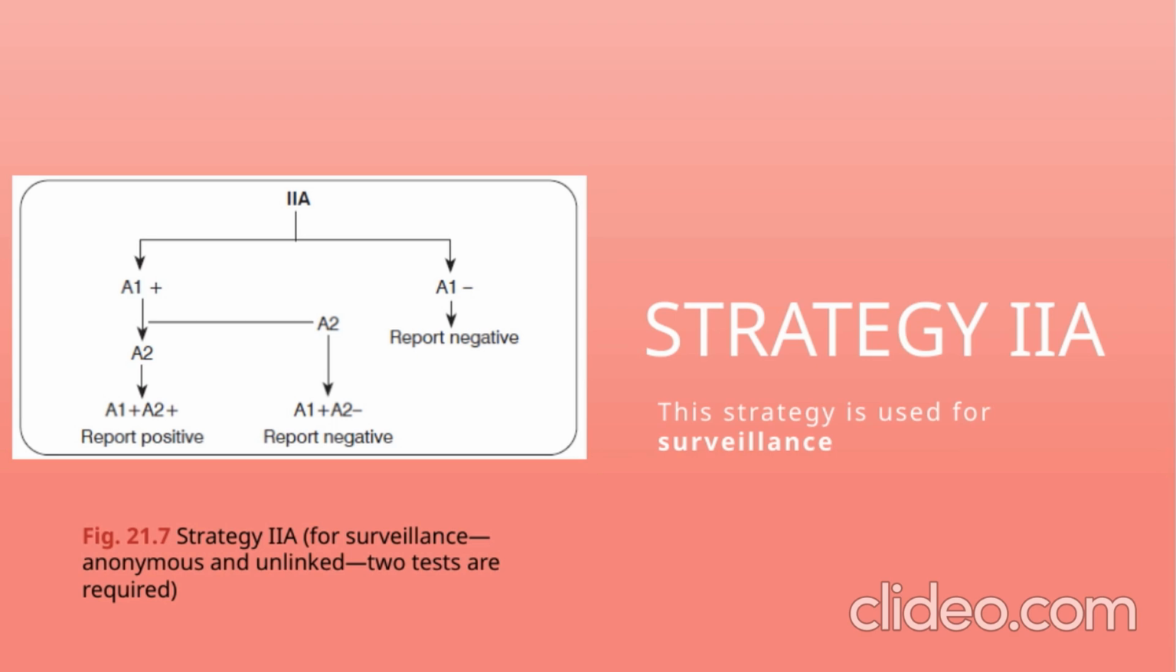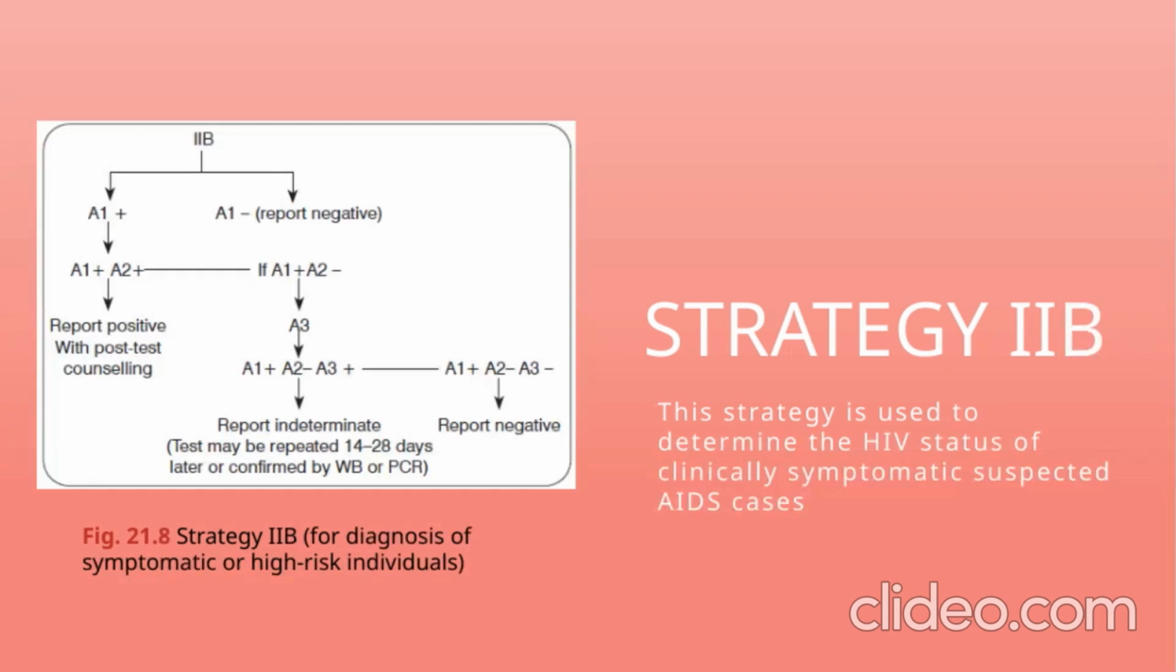Now let's take a closer look at Fig. 21.8, which illustrates strategy IIB, a specific approach used for diagnosing HIV in individuals who are either symptomatic or considered high risk.